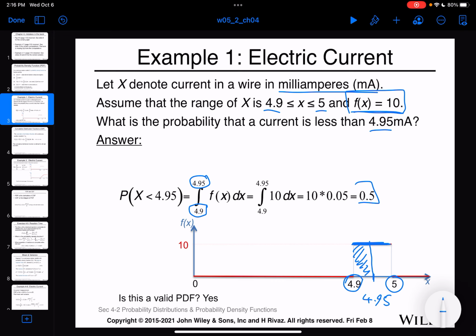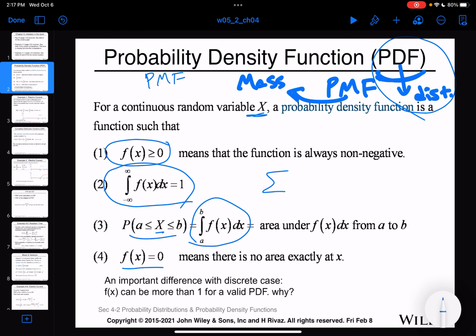So the reason that a PDF can be more than 1, it can be 100, it can be 1,000, right? It can be anything. It can't be negative, right? So for PMF, we restricted PMF to be less than 1, right? PMFs are always less than 1, because, for example, probability of X being 4 can't be like 1.5 or can't be 10. But for PDF, we don't have this restriction, right? It can be more than 1, right?